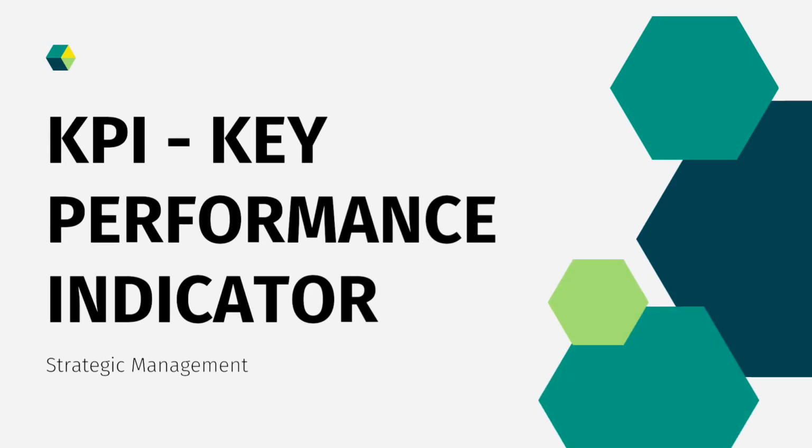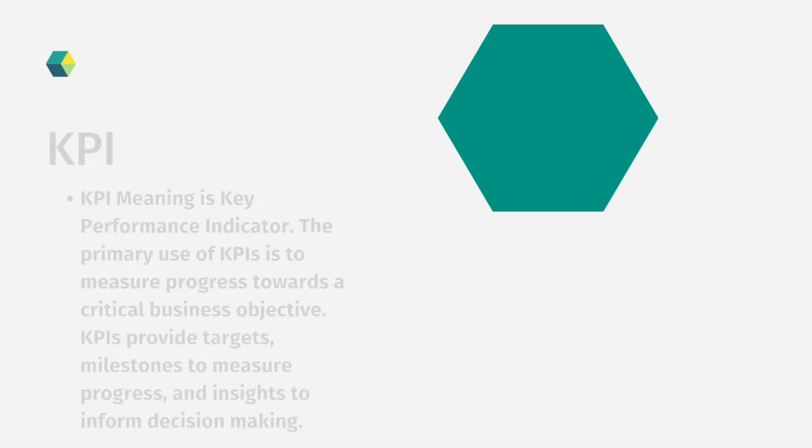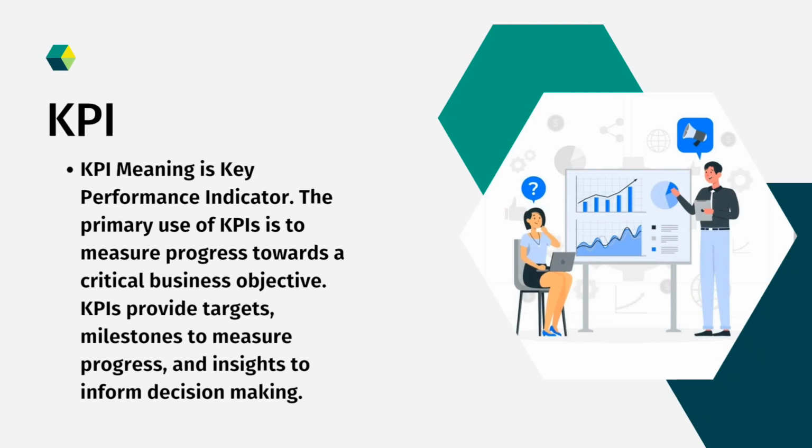Hello everyone. In this video, we'll understand KPI. The meaning of KPI is Key Performance Indicator. The primary use of KPIs is to measure progress towards a critical business objective. KPIs provide targets, milestones to measure progress, and insights to inform decision making.